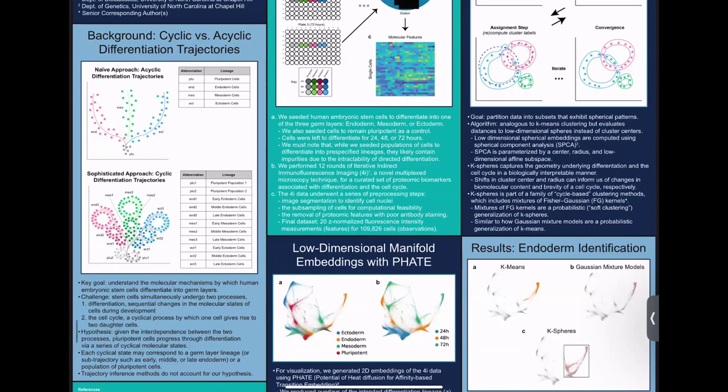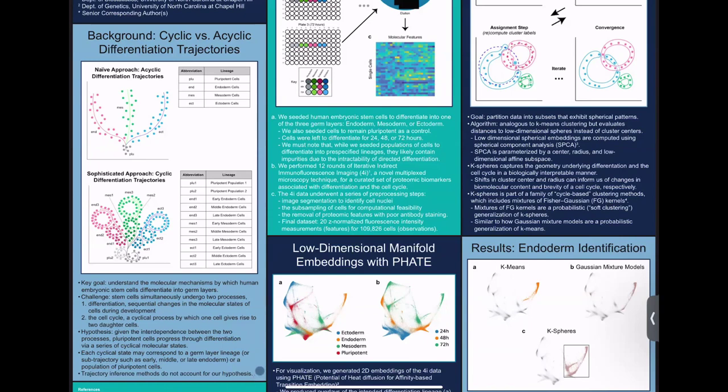Given this interdependence, we propose that stem cells differentiate via a series of cyclical molecular states, as shown on the bottom. This is in contrast with the purported acyclic differentiation trajectory model, as shown on the top. Our hypothesized approach can power clustering and trajectory inference methods for identifying germ layer lineages and cell cycle phases.